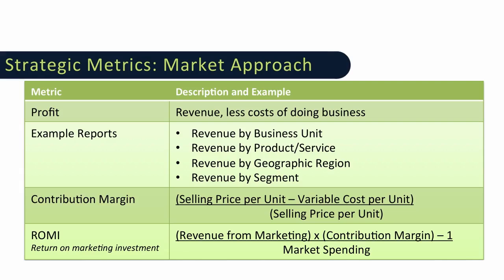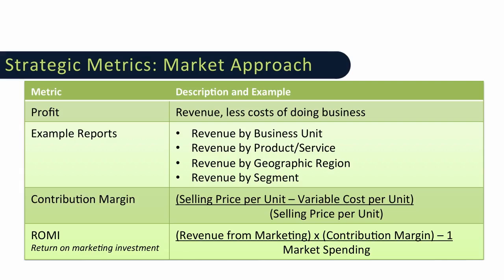We define contribution margin as the selling price per unit minus the variable cost per unit, all divided by the selling price per unit. Variable costs include the parts and labor and other expenses related to making 1 unit of output. We examine contribution margin to see how much net money we make from each unit we sell.